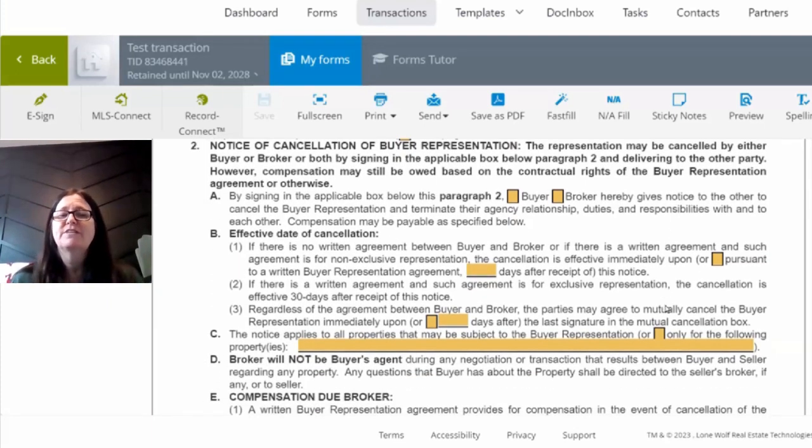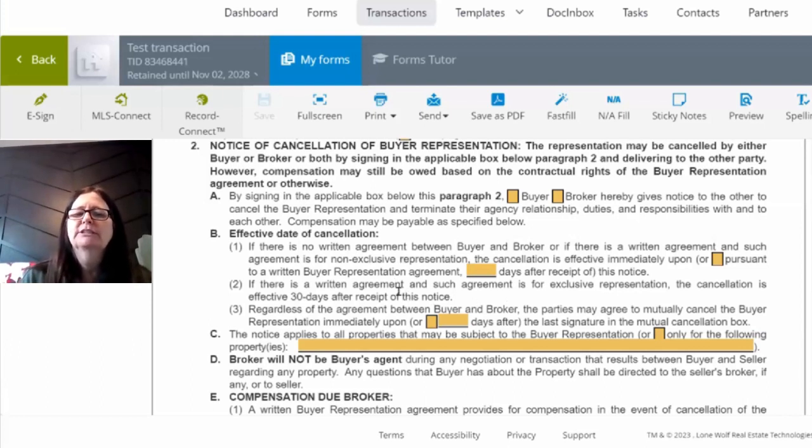As far as the effective date of the cancellation, if it's oral or if the written agreement is non-exclusive, then the cancellation is either immediate, or if we had put in a number of days in that very first form, the BRBC, then it would be upon that many days after. So if it's 3 days or 7 days or whatever it might be. So that's if it's oral or it's non-exclusive. If it's exclusive, then there is a 30-day effective date. The cancellation's effective 30 days after the receipt of this notice by either buyer or seller.